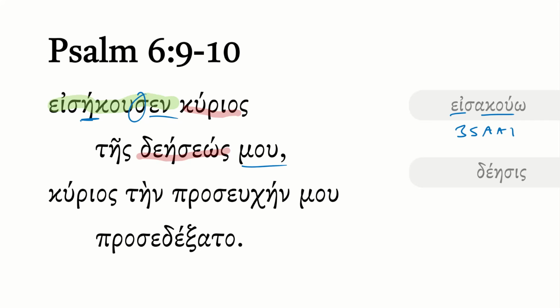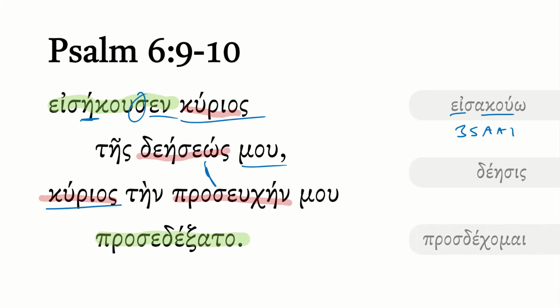And then a nice parallel clause here. We begin back with Κύριος, so the Lord, and then τὴν προσευχήν. This is probably a more familiar word. It means prayer, so there's some parallelism here between those. Obviously, a repetition of Κύριος. But the verb here is now προσεδέξατο.